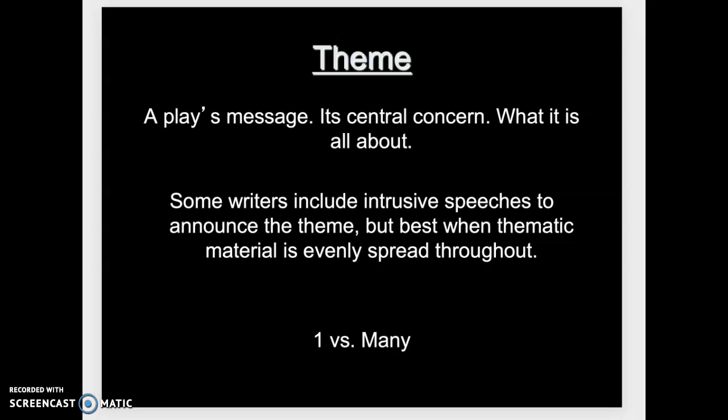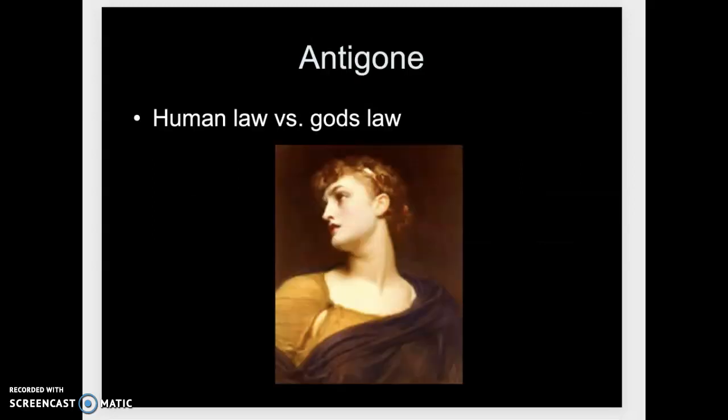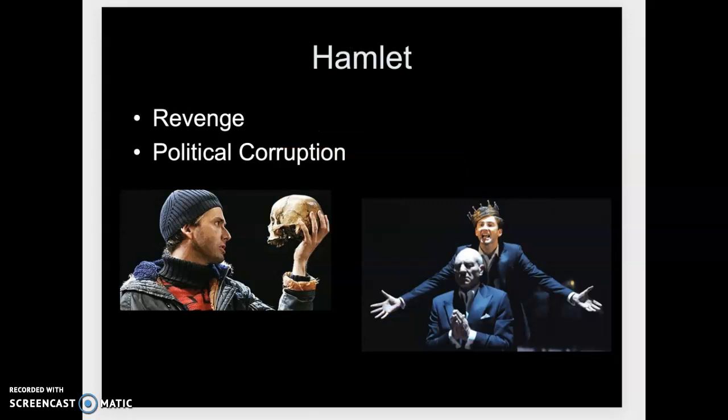Some ideas of theme might be one versus many. If we look at the Greek play Antigone, it's very much about human law versus God's law. When we look at the play Hamlet, it could be said to be about revenge or political corruption or madness. Those are some of the themes that permeate the story. And themes aren't always relegated to one specific thing. There might be multiple themes in a given play, and it's up to the production team to figure out what is the message that they want to send when performing this play. And so they identify the theme that is going to be prevalent in their production.